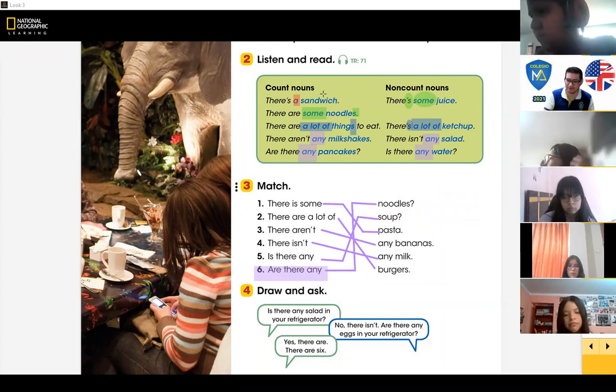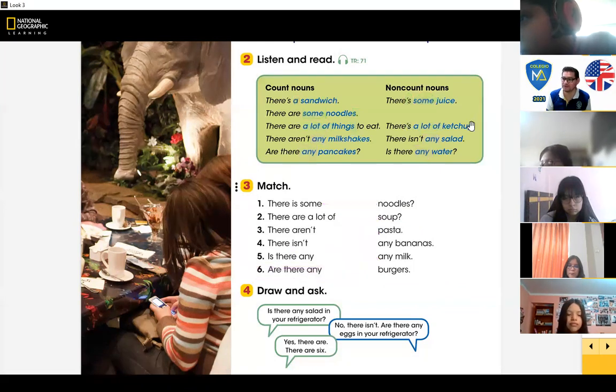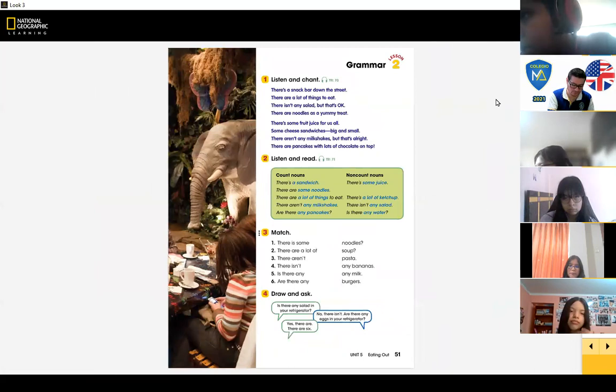La siguiente part, la siguiente activity, eso lo vamos a trabajar la próxima clase. El día de hoy, chicos, les voy a dejar un homework, ¿ya? So I'm gonna erase all of this. This is page number 51, right? 51 activity 4. Eso nos corresponde trabajar la próxima clase. I'm going to send you the homework. Y con eso terminamos. ¿Ya?